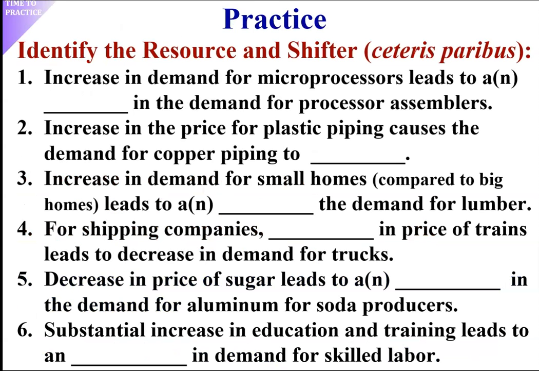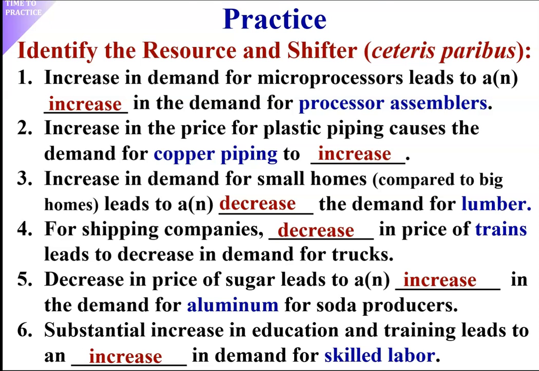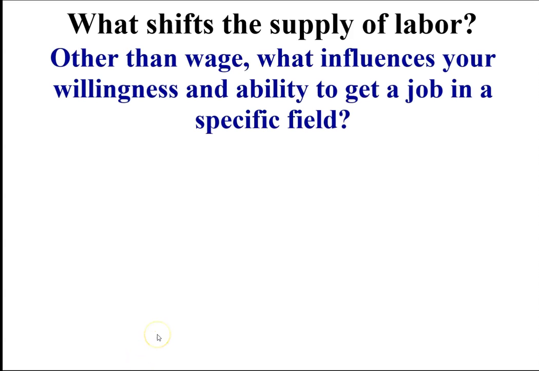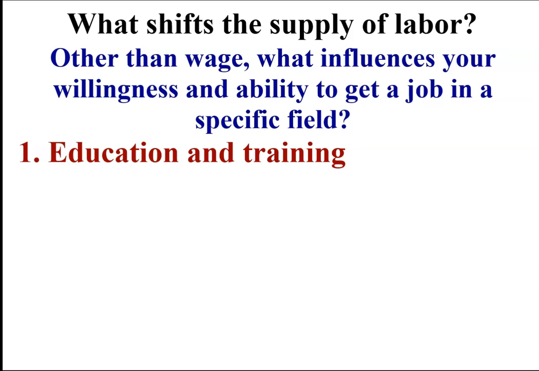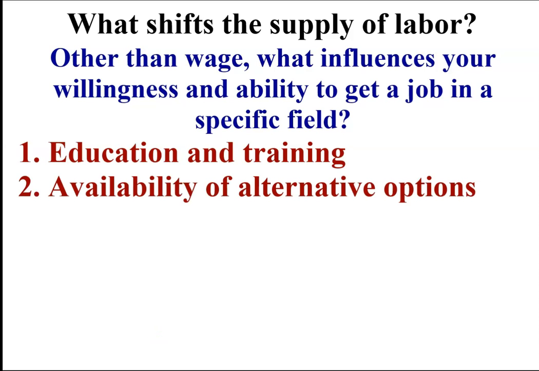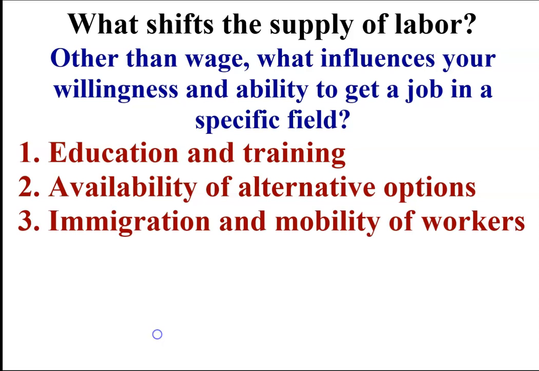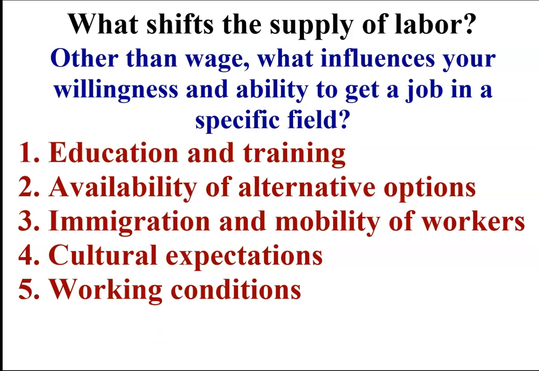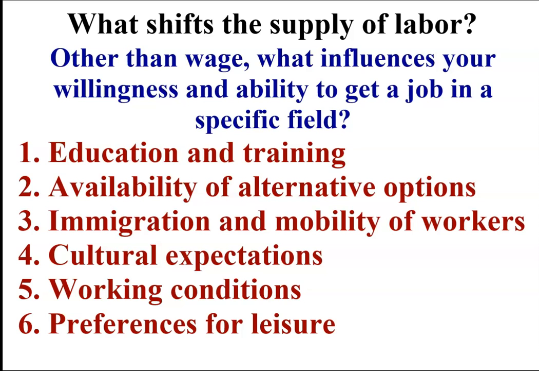Pause the video and identify the resource and then the shifter for each of these 6 scenarios. And here are the answers. What shifts the supply of labor? Other than wage, what influences your willingness and ability to get a job in a specific field? Your education and training, the availability of alternative options, immigration and mobility of workers, cultural expectations, working conditions, and preferences for leisure.